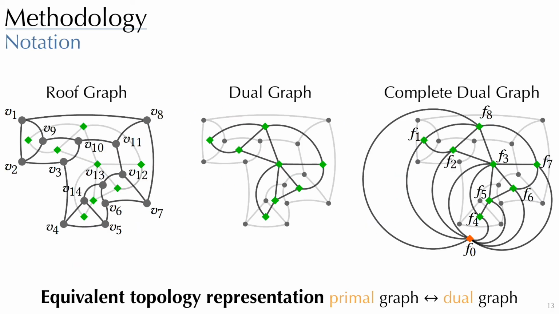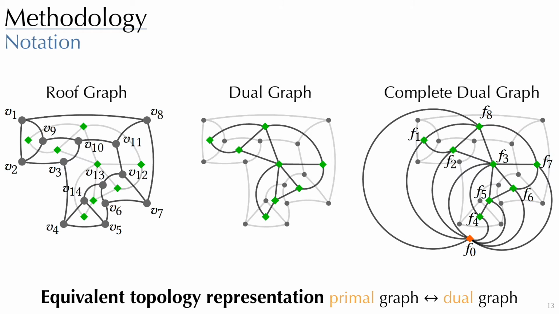One advantage of using a graph to represent the roof topology is its flexibility. We can use either the primal graph or the dual graph to encode the topology. For example, on the left, we show a primal graph where each gray node represents a vertex on the roof, and the edges in dark gray show a connectivity between two nodes. We can construct the dual graph as shown in the middle, where now each gray node represents a roof face, and the gray edges show the adjacency between faces.